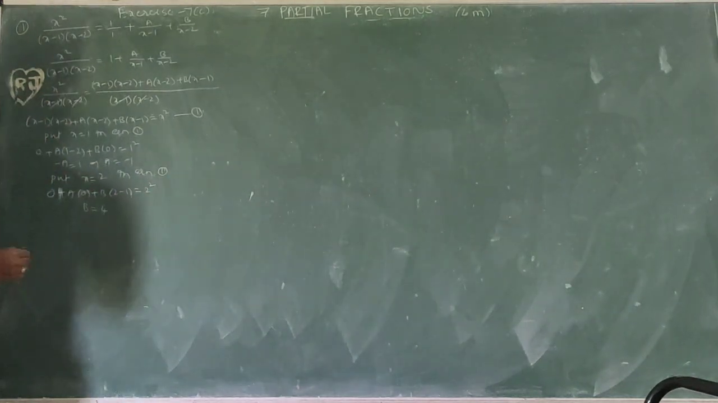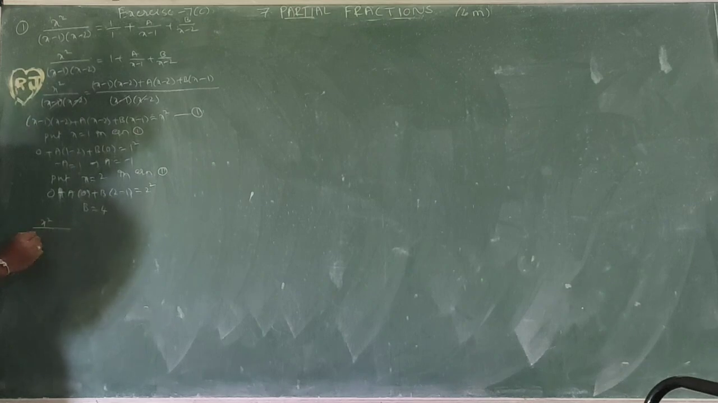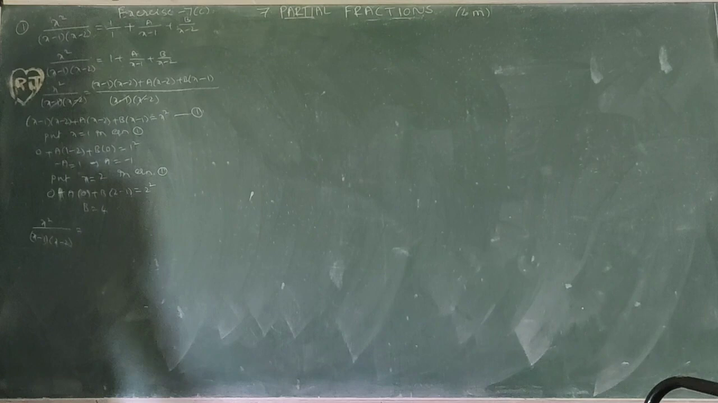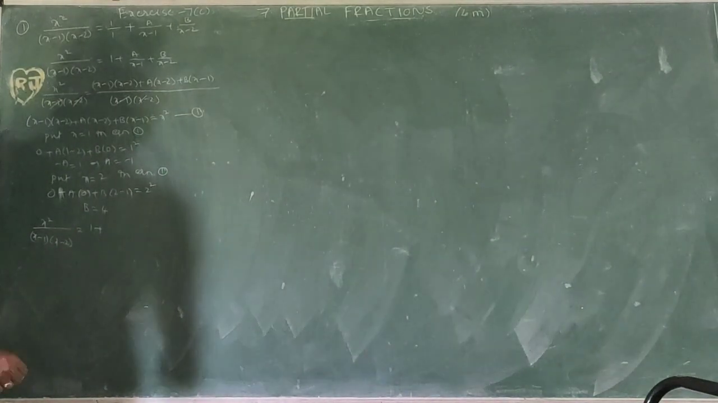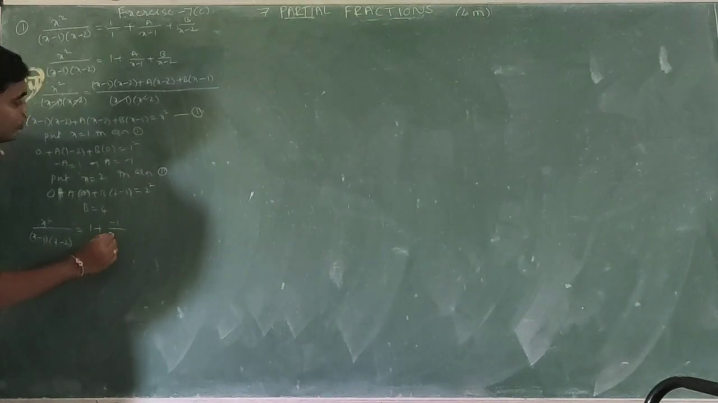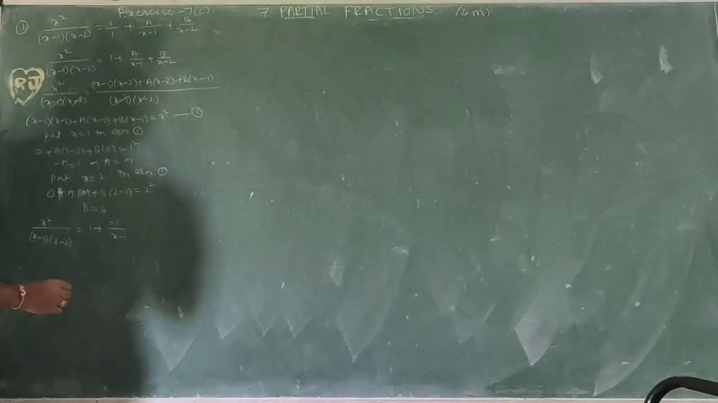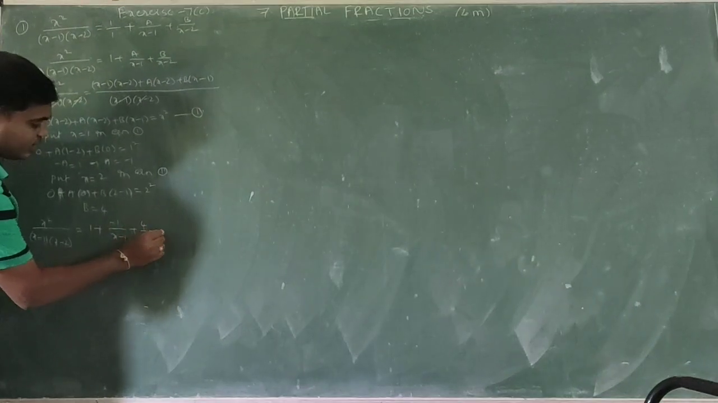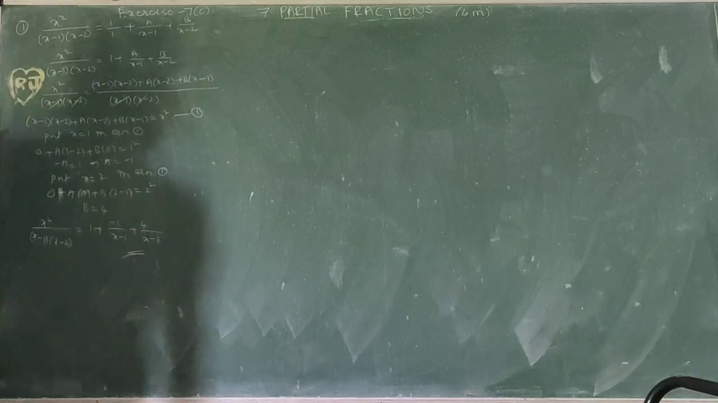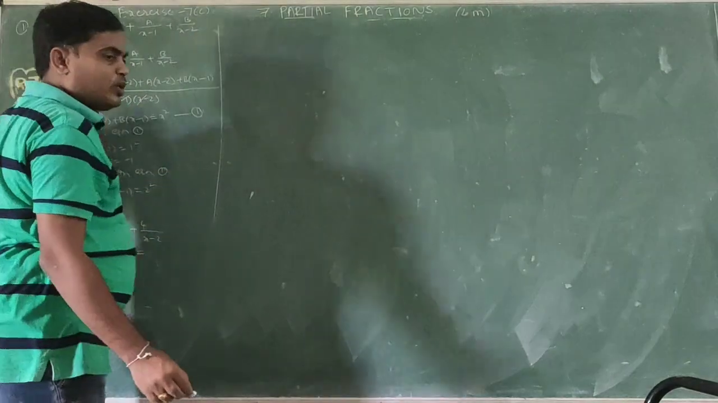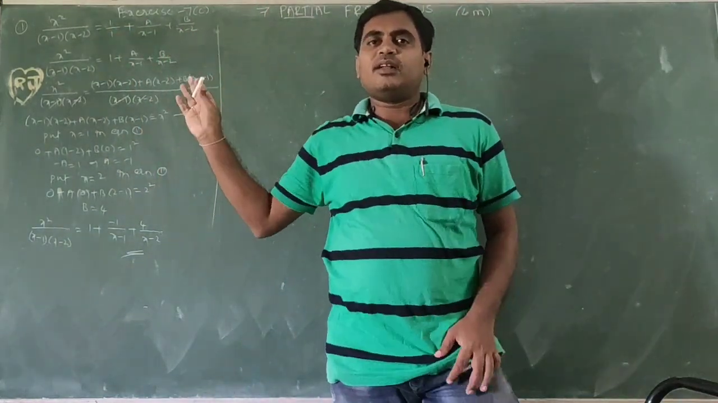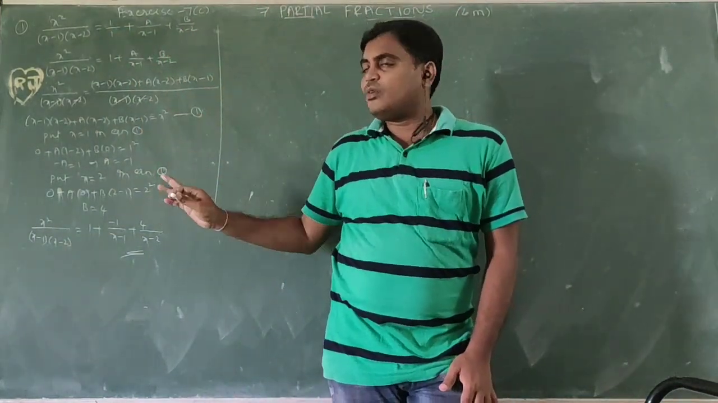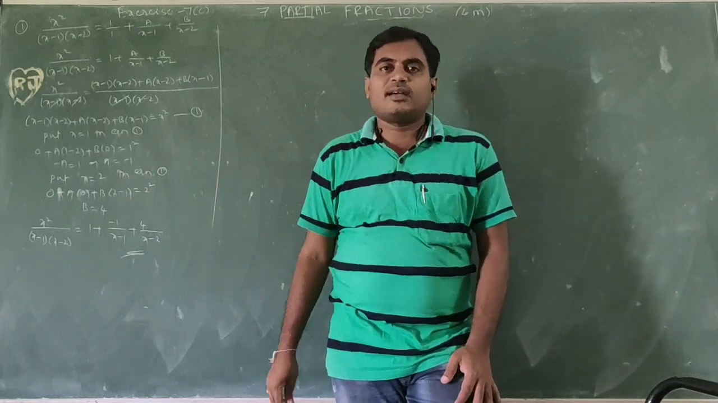So now I can write x square by (x minus 1)(x minus 2) equal to 1 plus a equal to minus 1 by x minus 1, b equal to 4 by x minus 1. So this is the answer. If you want to write this one by 1, also you will get the same result, a equal to minus 1, b equal to 4, but it is not correct.